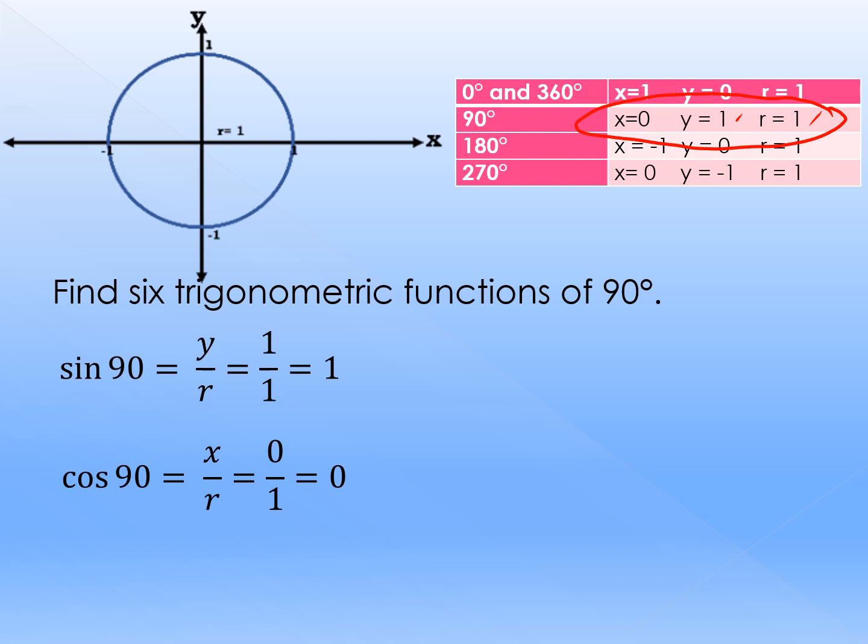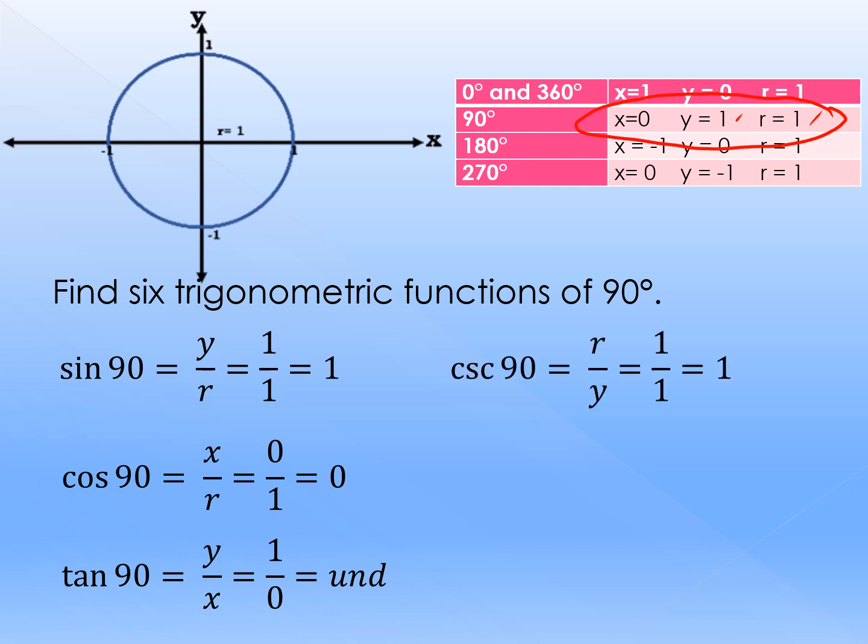For cosine 90, we're going to use x over r again. So instead of writing x, we're going to substitute 0. Instead of writing r, we're going to write 1. 0 divided by 1 is 0, thus cos 90 is equal to 0. For tangent 90, that's y over x. Instead of writing y, we're going to write 1. And instead of writing x, we're going to write 0. Again, like what I told you, any number that you divide by 0 is equal to undefined.